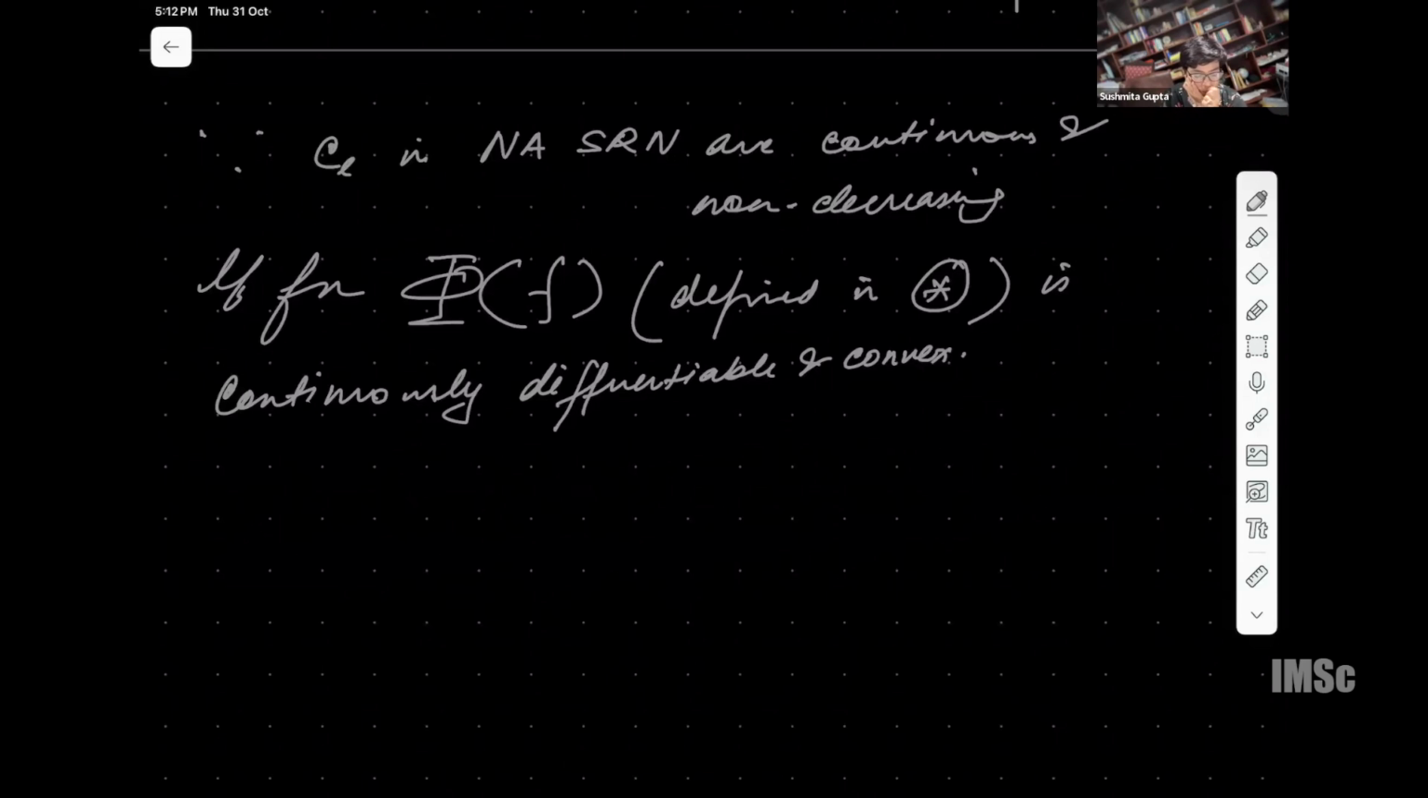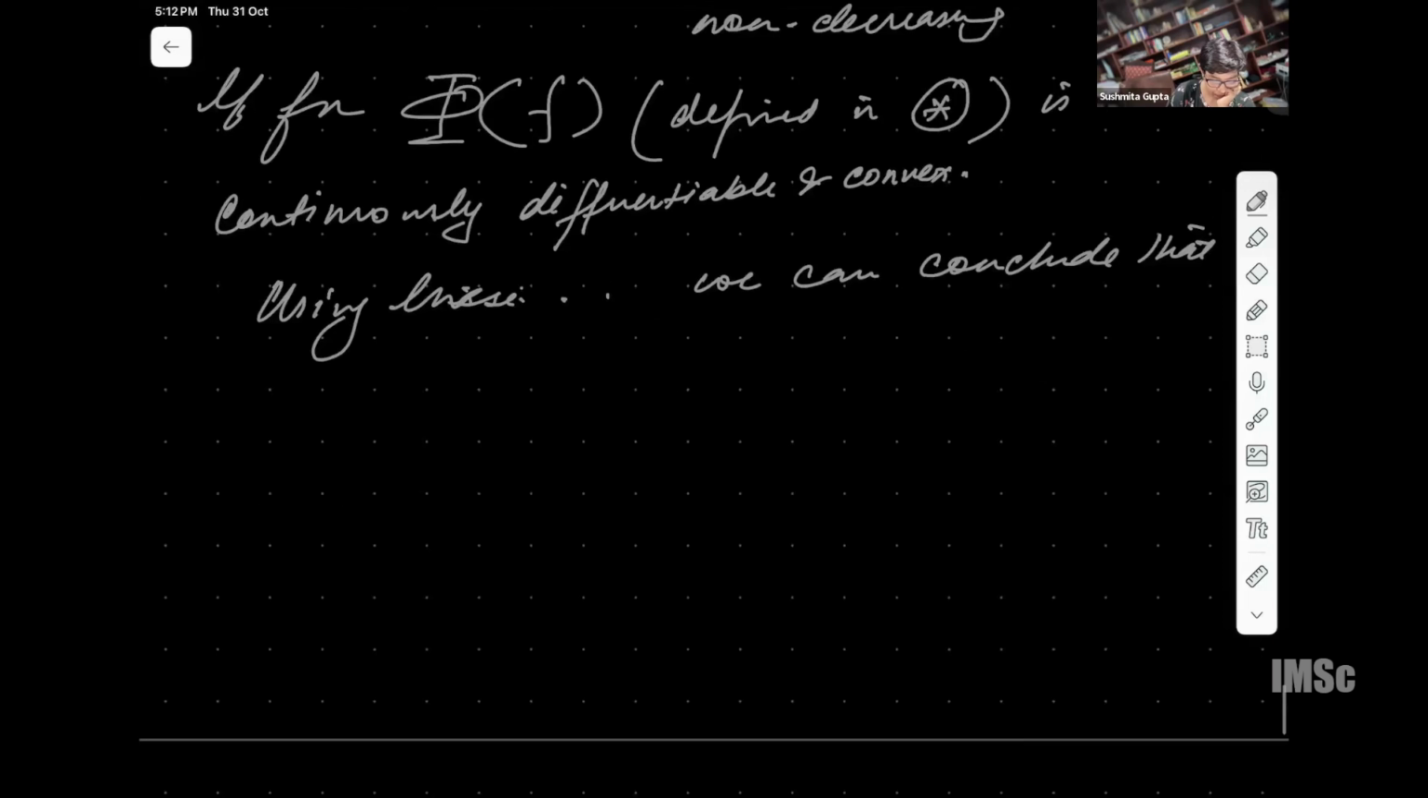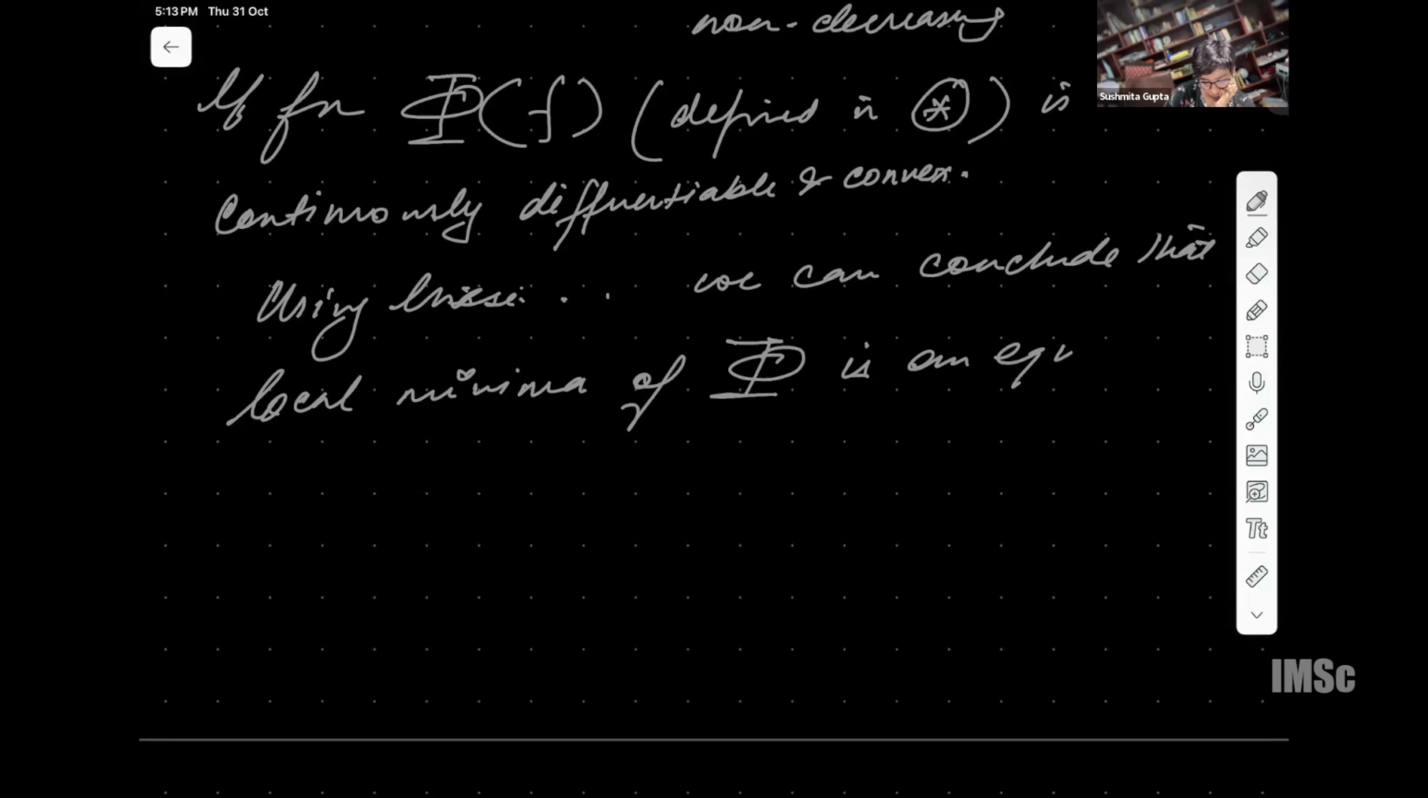Okay, so convex. Okay, so using this idea and a few more, we can conclude that the local minima of phi is an equilibrium flow.